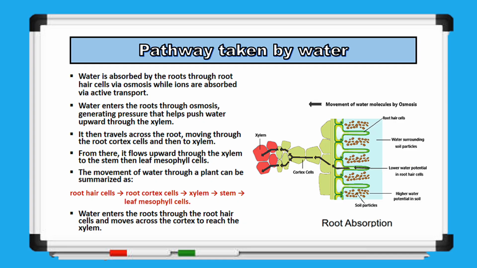As you can also see in the diagram, the arrow here shows the movement of water molecules by osmosis, from the soil, where the water potential is higher, into the root hair cells, where it's lower. From there, the water moves through the cortex cells and then into the xylem, which carries it all the way through the plant.